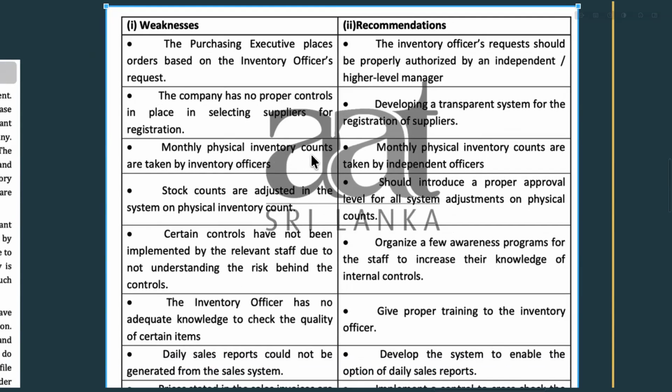As well as, monthly physical inventory counts are taken by the inventory officer. No, because the inventory officer is in charge of the inventory. If he is the one taking the count, and something is missing or expired, he cannot complain to other people because that is his duty. It's like checking his own work. That's no point. So monthly physical inventory counts should be taken by independent officers. It means we have to implement a segregation of duties control here.